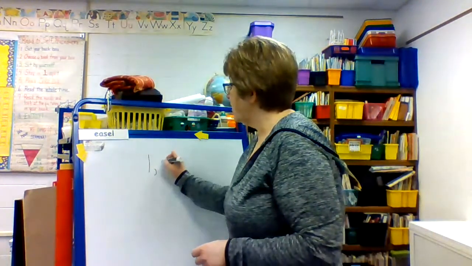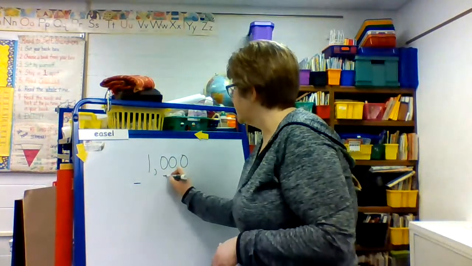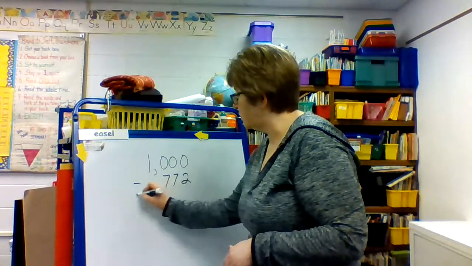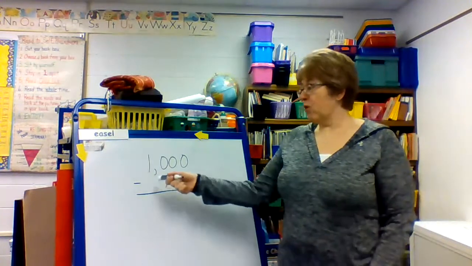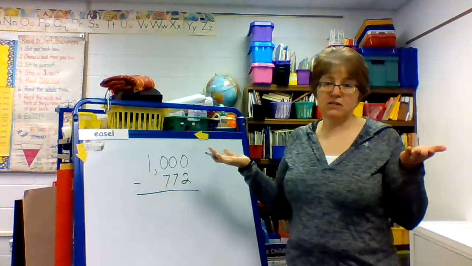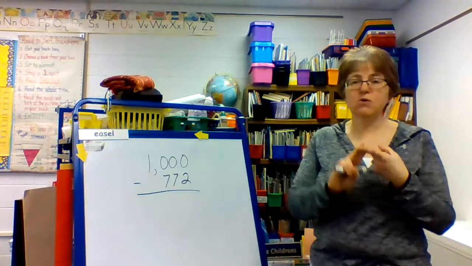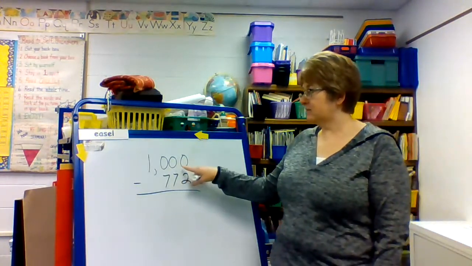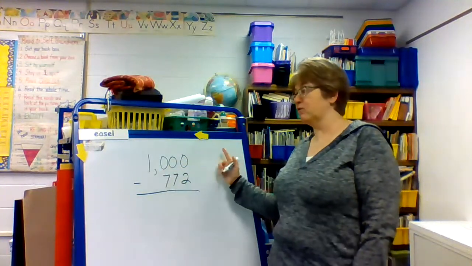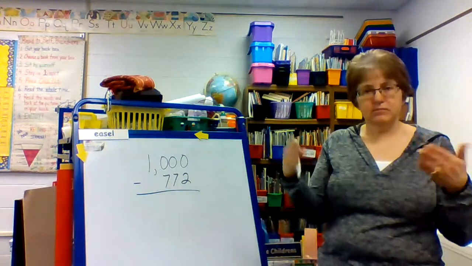We've got 1,000 minus 772. You'll notice in the number 1,000, we have 3 zeros, and they're all on the top. Just like the other problems that we did, remember when we have 0 ones and 0 tens, we have to go all the way to the hundreds to get more. Well, I have 0 ones, tens, and hundreds. So I'm going to have to go all the way to the thousands and take away from it.